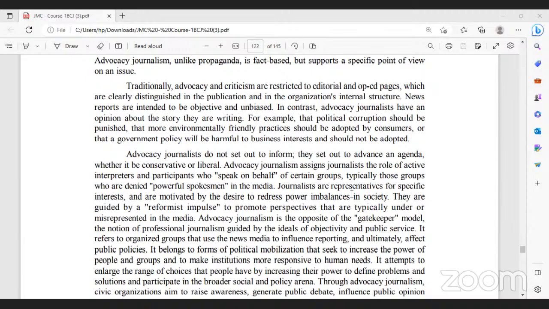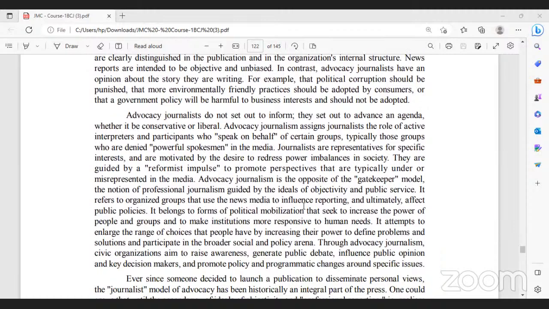Here we have to understand that advocacy journalism is the opposite of the gatekeeping model. So what is gatekeeping? As we said, reporters will file all the news, but the editor will decide according to the editorial policy or other conditions. Censoring of the news, or filtering of the news, is called gatekeeping. So advocacy journalism is exactly the opposite.